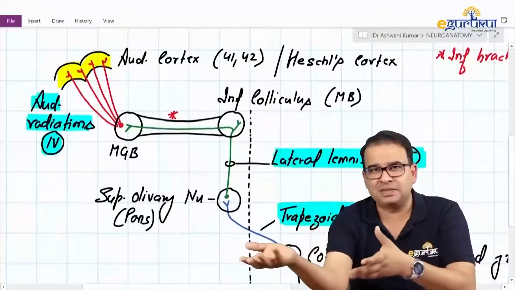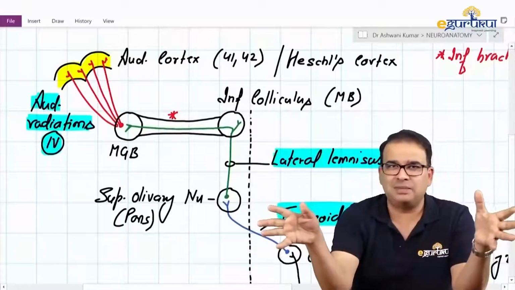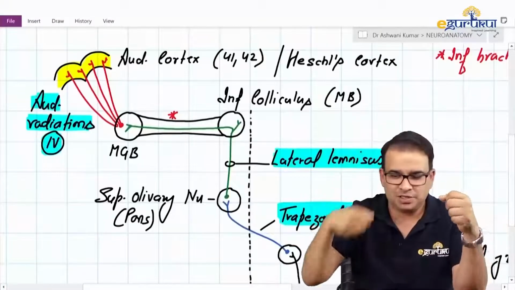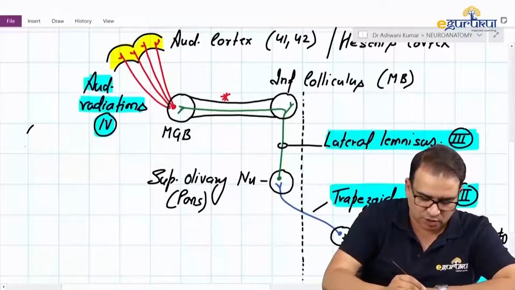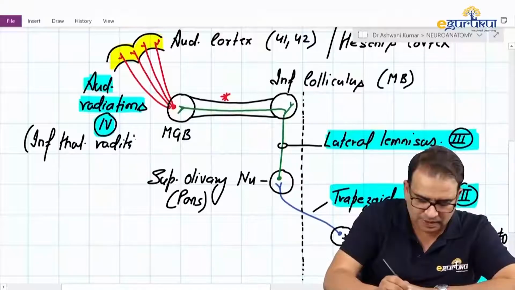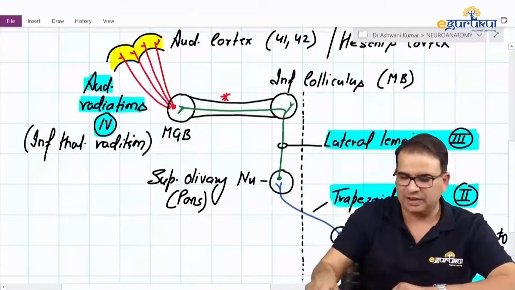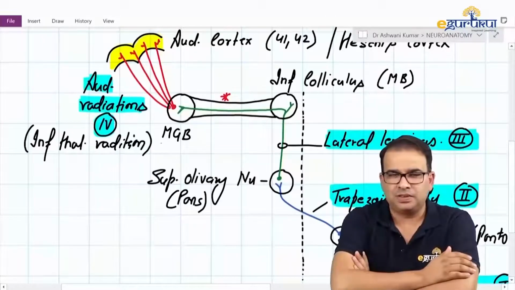We call it metathalamus. So any radiation or any fibers coming out from there can also be called thalamic radiation. And based on the direction, coming downward, we can call them inferior thalamic radiation. So this auditory radiation can also be called inferior thalamic radiation. You should know all these alternative names so that you don't get confused in the questions.